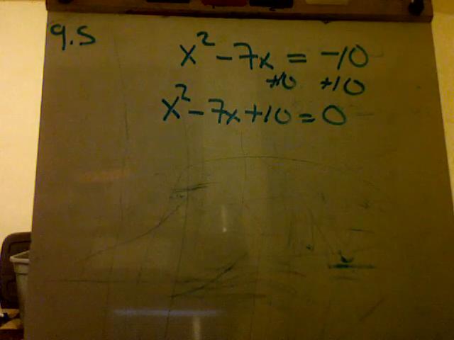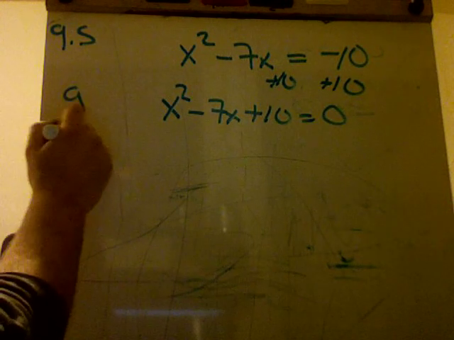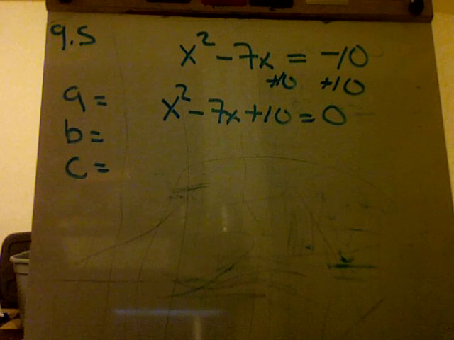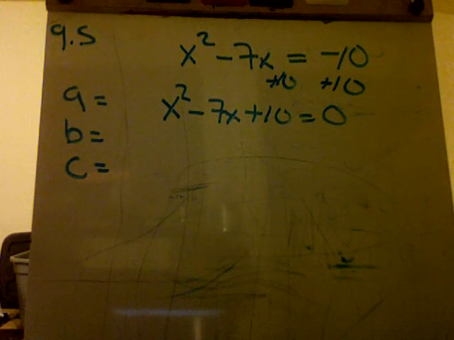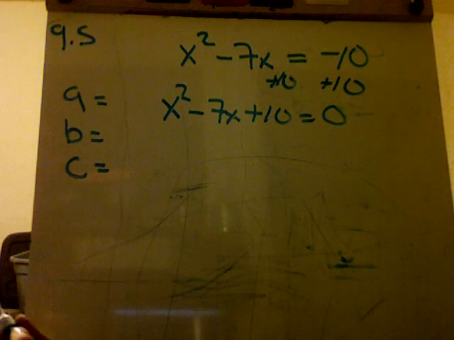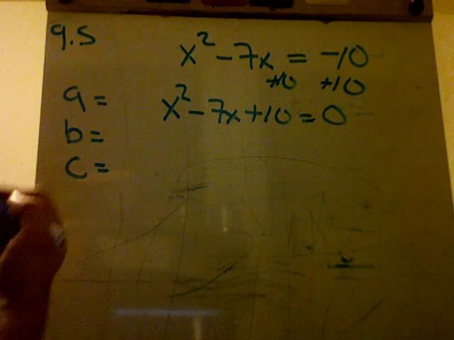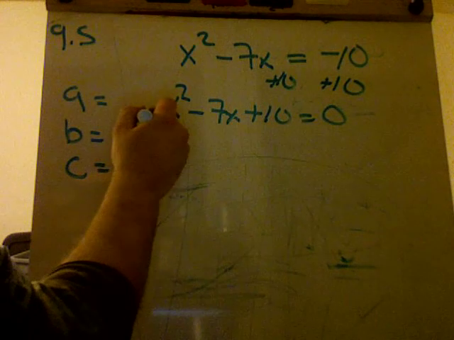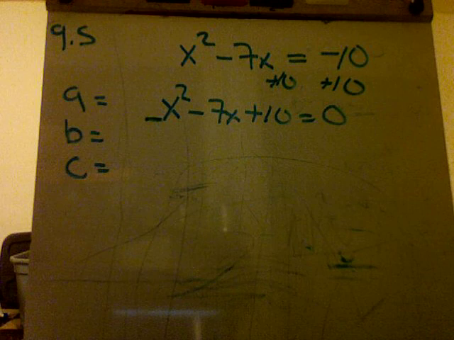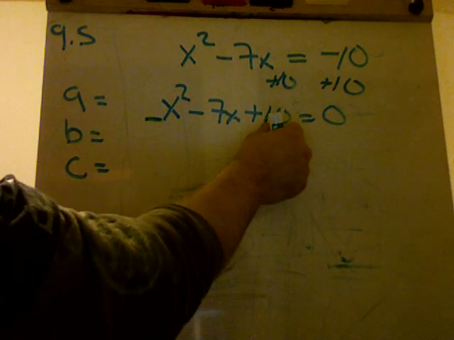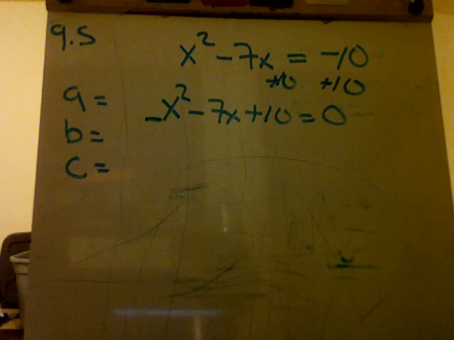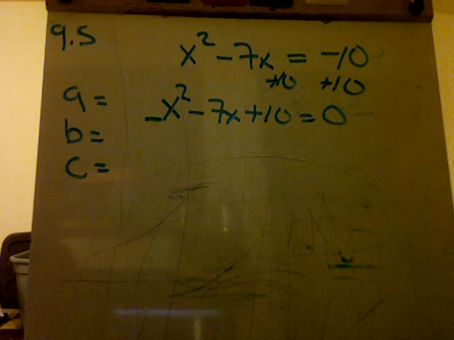Now I want to identify my a, b, and c values. My a value is always the coefficient in front of the term that has the variable with the square in it. So in other words, right here, here's my term with the square. It doesn't matter where that term with the square is. I could have put it over here, or I could have put it here. But I put it in front.